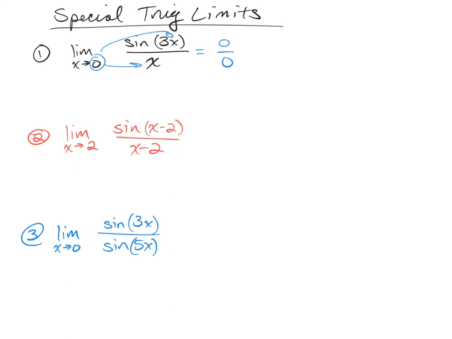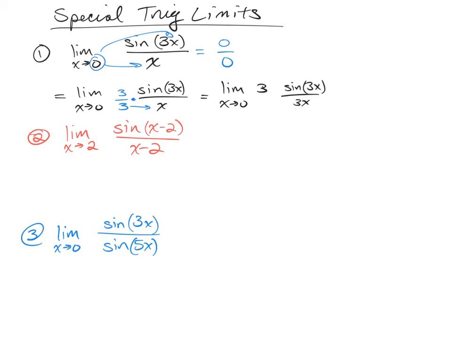So we can rewrite this limit in the following way. We can multiply and divide by 3. And then we can push this 3 over with the x to get a limit that looks like this. And now, since if you try to directly substitute 0 in here for x, you still end up with a 0 over 0 form, the inside of the sine matches the denominator. We can say that the limit as x approaches 0 of this part is 1.